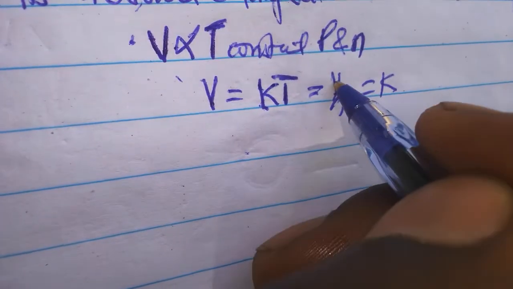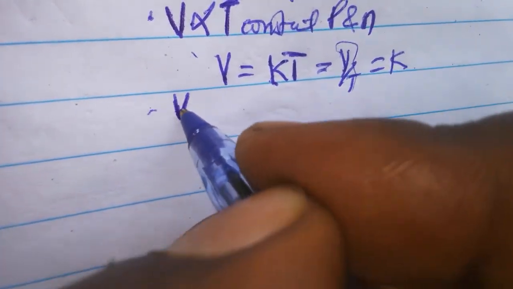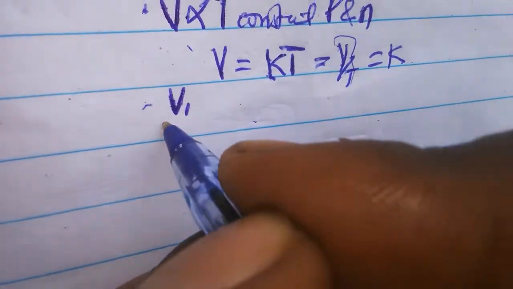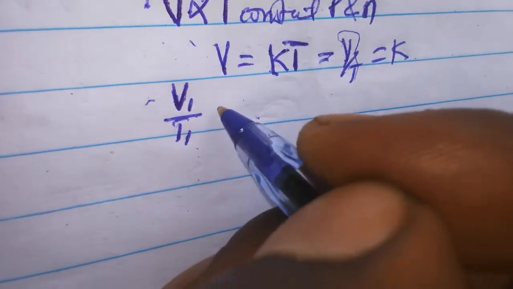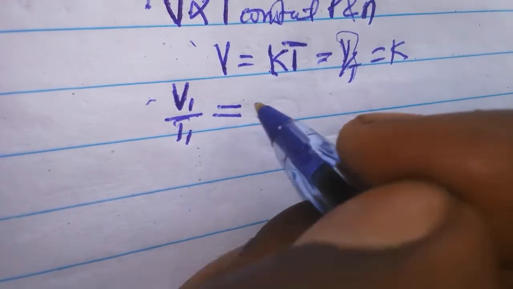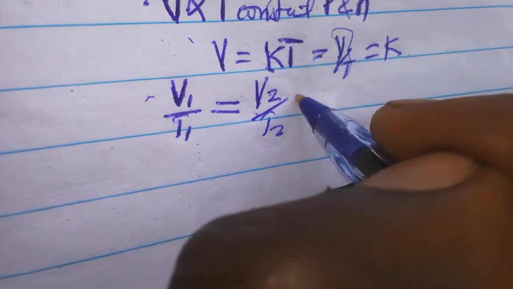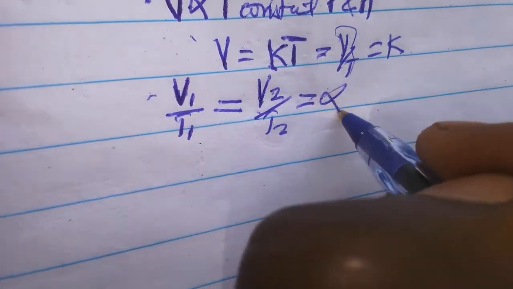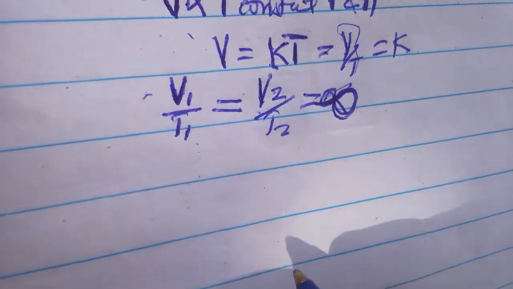So if there is a change, initially before the change, we should always have volume 1 over temperature 1. But in case of a change, this will be equal to V2 over T2. The gas can undergo different changes up to infinity.